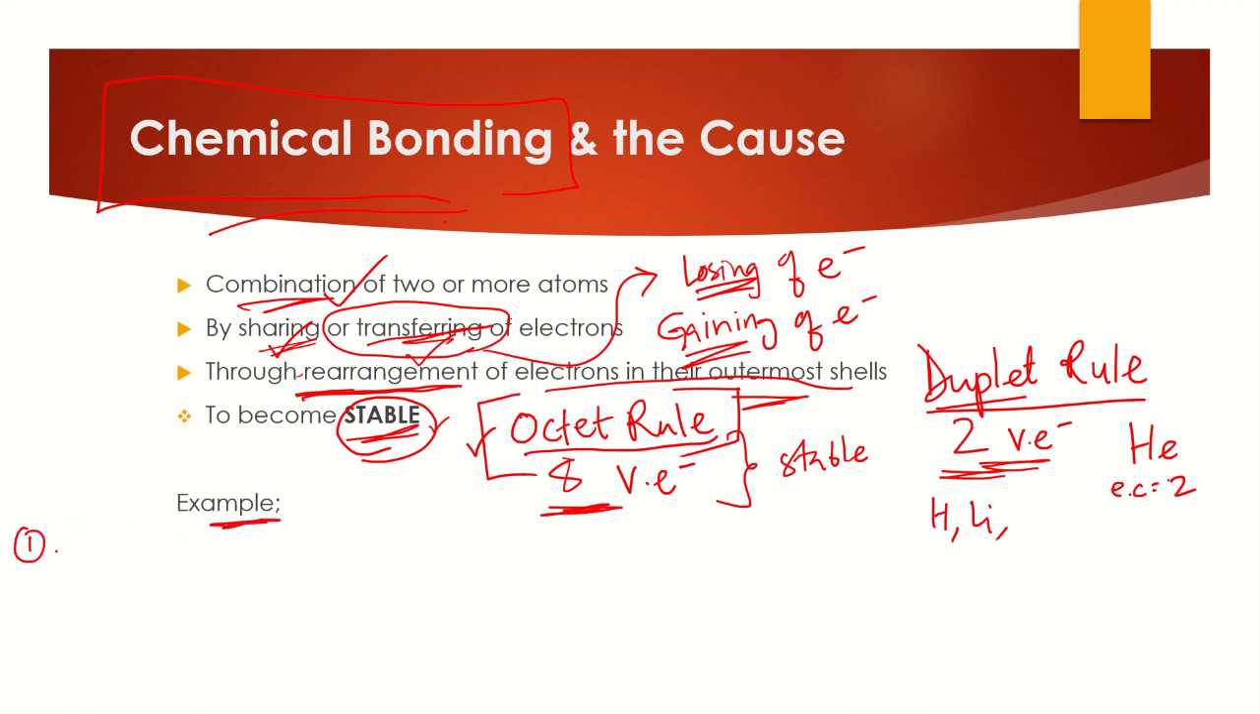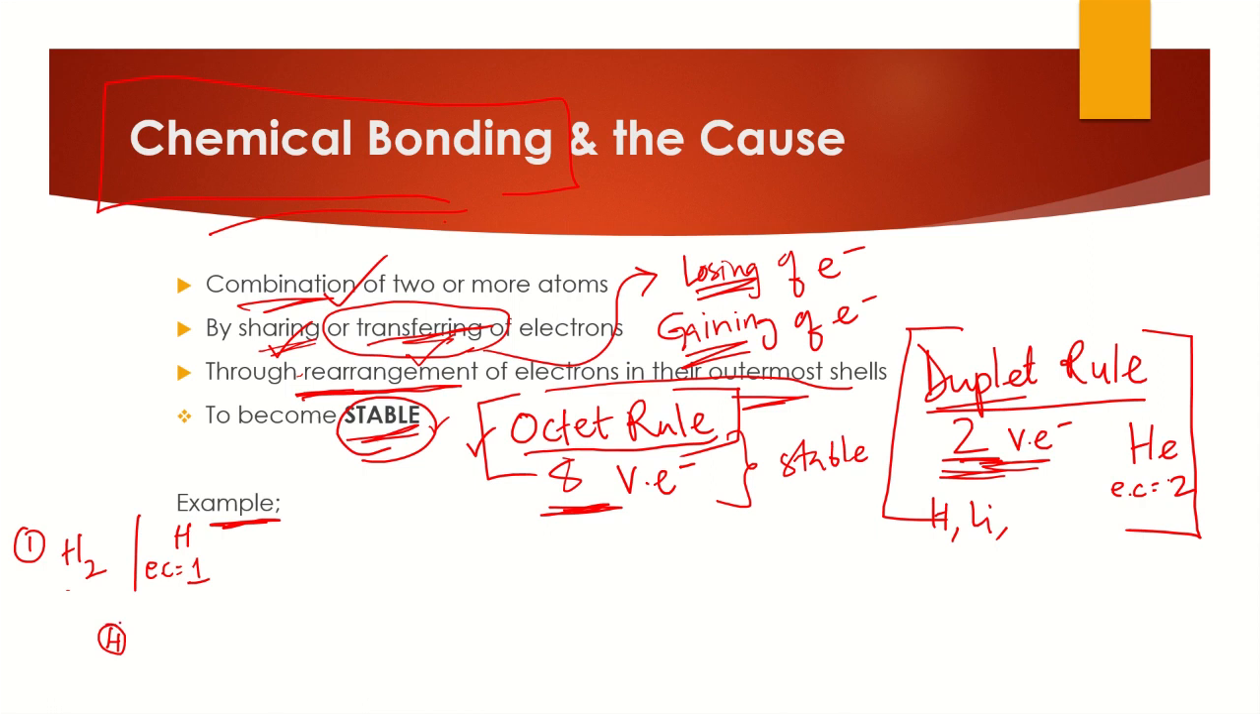Let us consider the first example, H2, the hydrogen molecule. First, let me write its electronic configuration. Since the atomic number of hydrogen is 1, the electronic configuration is only 1. We already learned about the doublet rule, which says hydrogen needs to acquire 2 valence electrons to become stable. So hydrogen needs to gain 1 more electron to become stable. Since there are 2 hydrogen atoms, let me represent it.